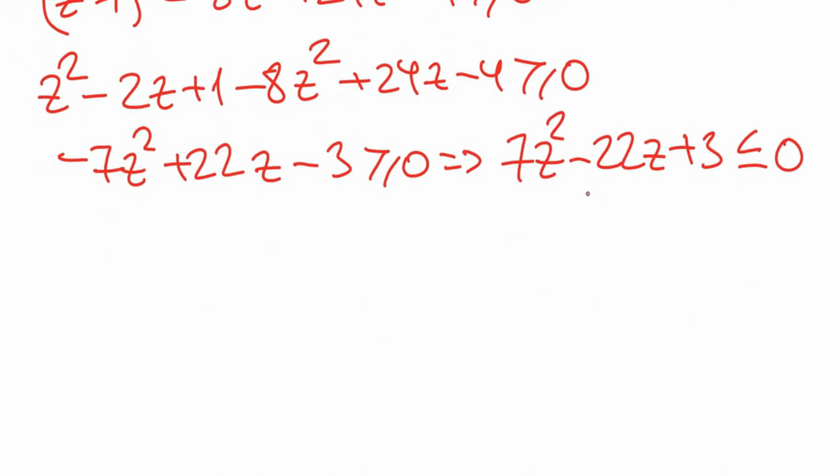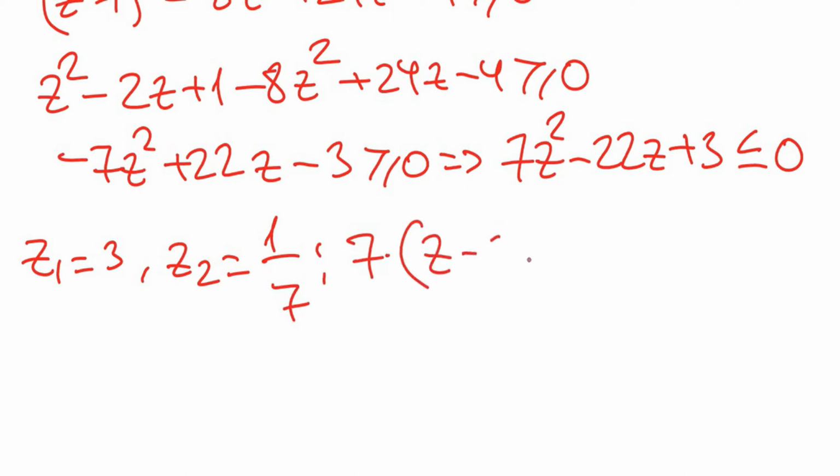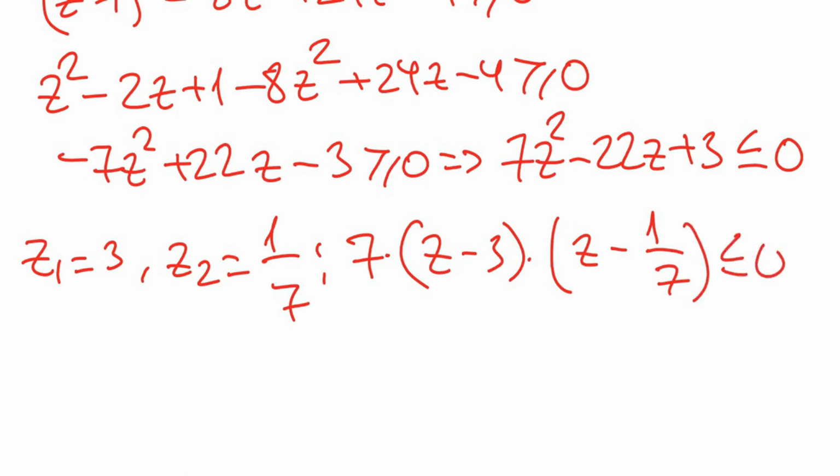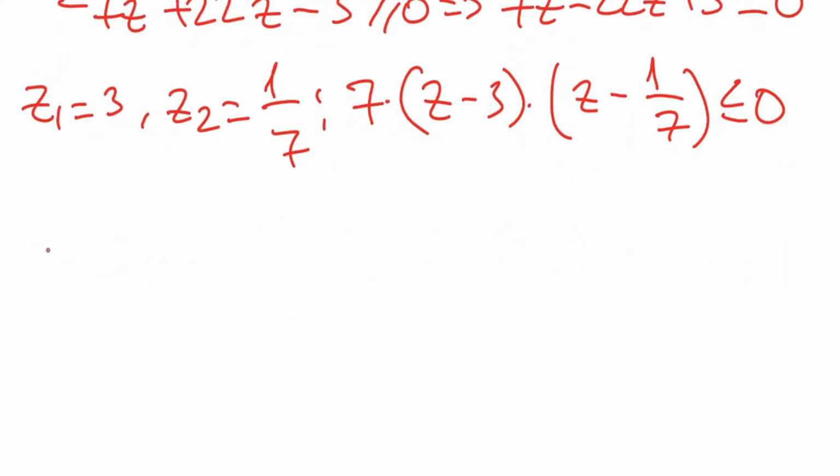Now to solve this inequality, I'm going to find the zeros. So here the zeros are z1 is equal to 3 and z2 is equal to 1 over 7. Therefore the left hand side can be factored as 7 times z minus 3 times z minus 1 over 7, which is less or equal than 0. So let me draw here a number line.